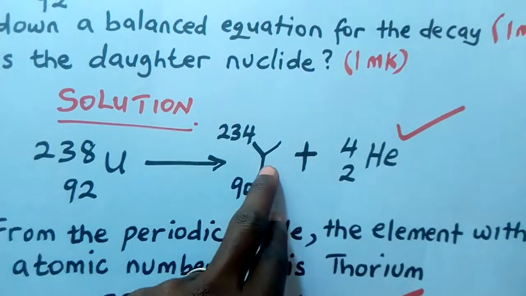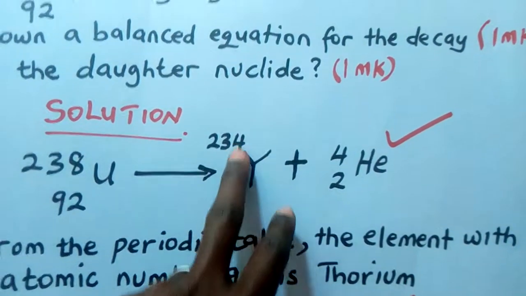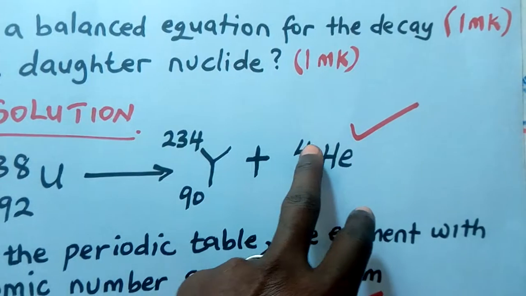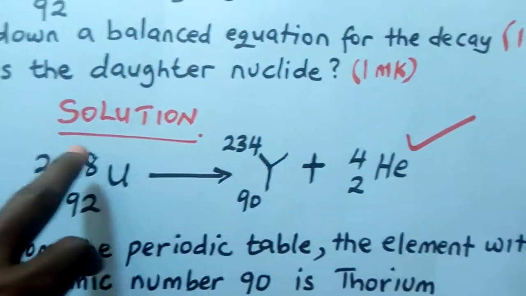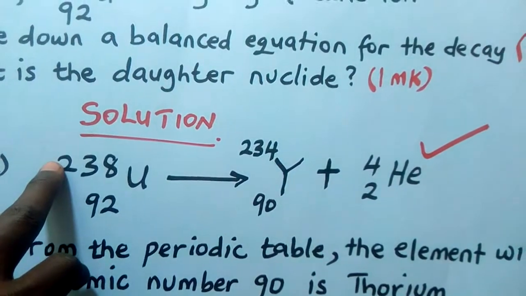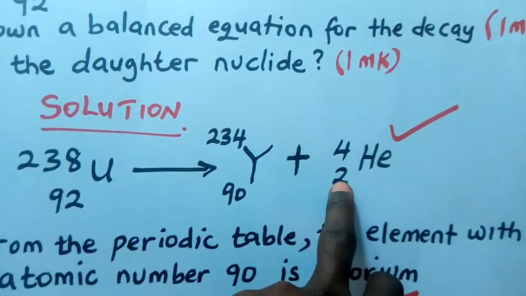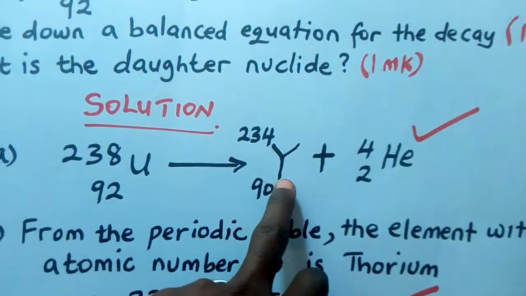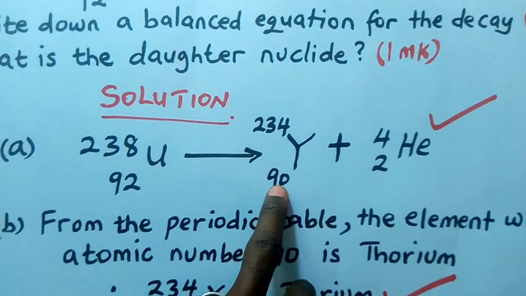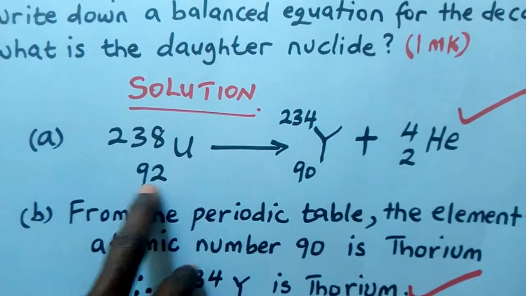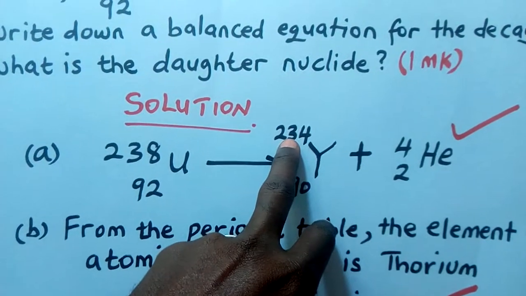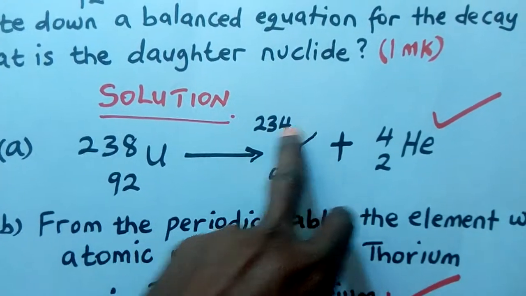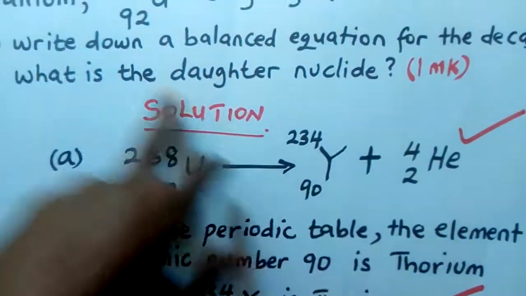So after writing the parent, you put an arrow, then the daughter you don't know, you can use even any letter, even W, plus alpha particle. Then you ask yourself, what should I add to 4 here to give me 238? And then what should I add to 2 here to give me 92? Automatically this is 90. But we already said the daughter's atomic number reduces by 2. So you just simply get 92 minus 2, you get 90. Then the mass number reduces by 4. So you just subtract 238 minus 4, you get 234. So this is the balanced equation.